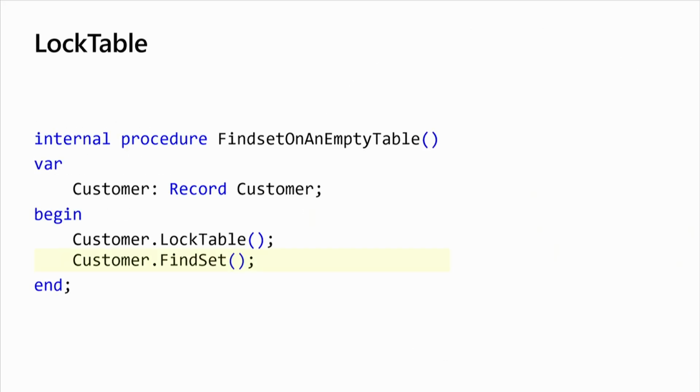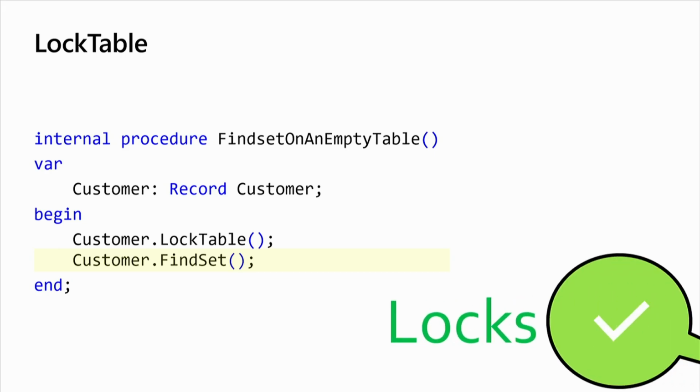Okay, let's get one step further. Now we run the log table. It didn't lock the table. What happens then when you run a customer.find set afterwards? We did the log table on the customer table here. I'm hearing a lot of right answers, so that's nice. It locks, exactly.